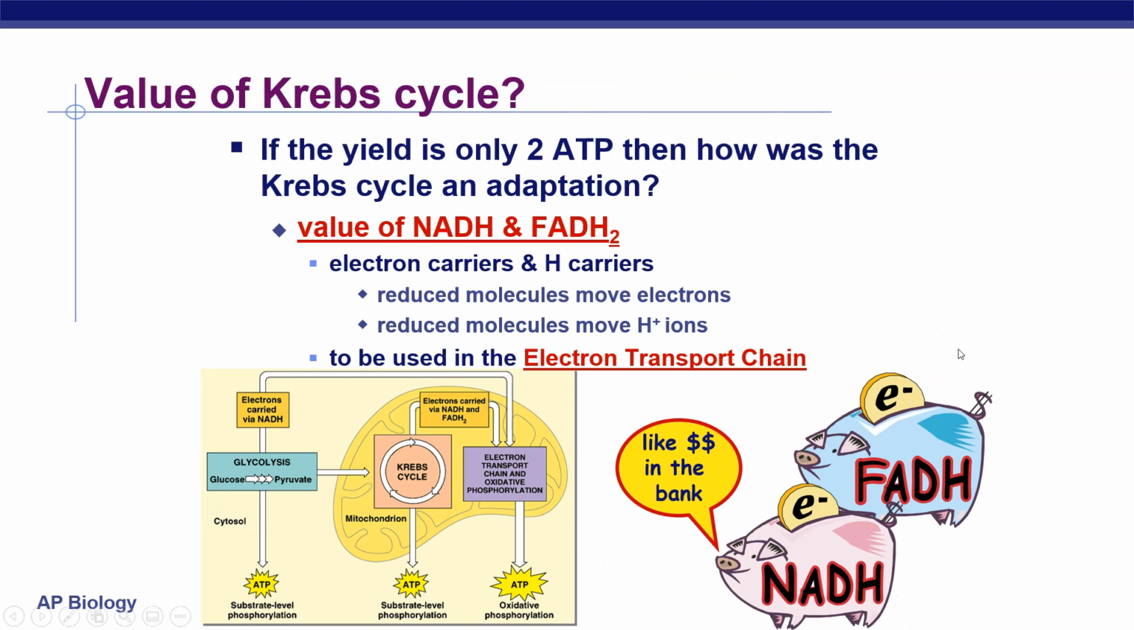So if only 2 ATP are produced during Krebs cycle, how is that a good adaptation? Well, it helps increase the value of NADH and FADH2. You're producing tremendous amounts of these. As the graphic on the screen shows, this is like money in the bank. These are going to pay dividends much later into the process. So yes, Krebs cycle itself doesn't make very much ATP. It makes it through substrate level phosphorylation processes. It's okay at it. It's great at this electron carrier action, and that electron carrier action is going to play out really nicely in the next step, the electron transport chain.